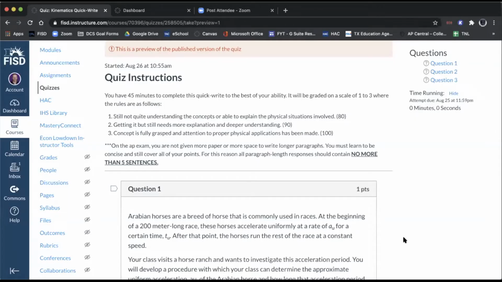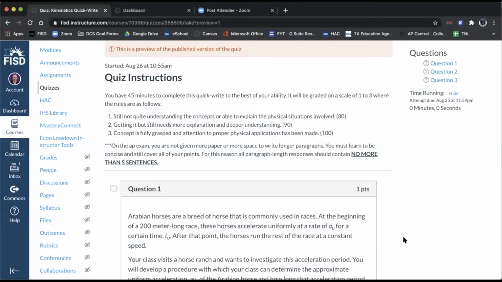So let me share my screen with you now that I have it pulled up. And you probably could see this when you're first getting started. It says still not quite understanding the concepts or able to explain the physical situations involved, an 80%. So putting your name on the paper and trying, you've got a B, okay? Getting it, but still needs more explanation and deeper understanding, your next option is a 90. So it's an A, not the highest A, but it's an A. And concept is fully grasped and attention to proper physical application has been made, 100. So there's only 3 possible grades I can give you. I have to figure out which one do you fit best in, 80, 90, or 100, based on criteria that we're going to sort of go over as we go through these, okay?